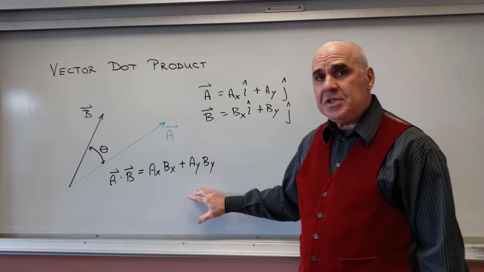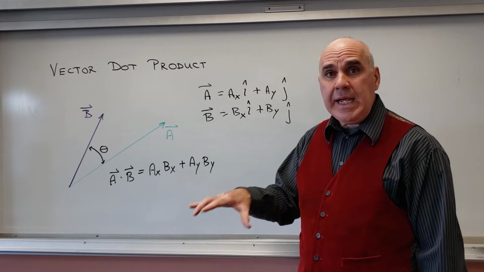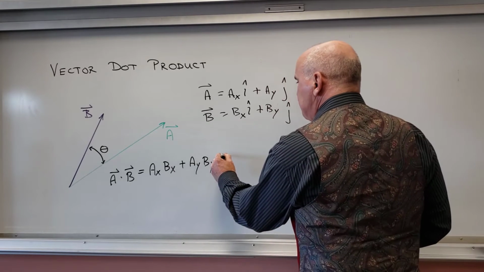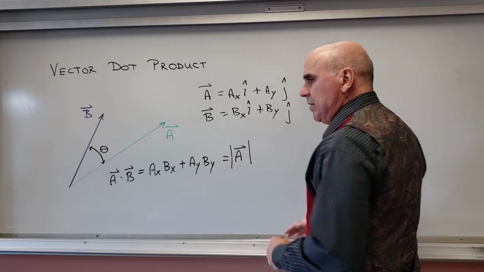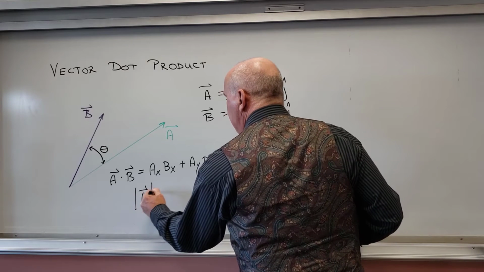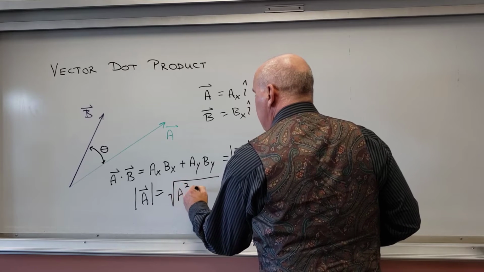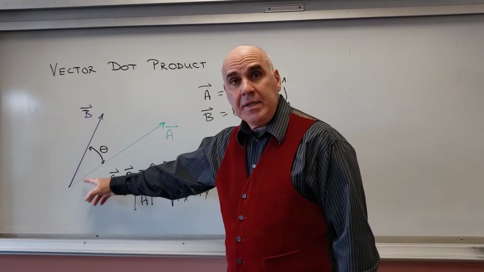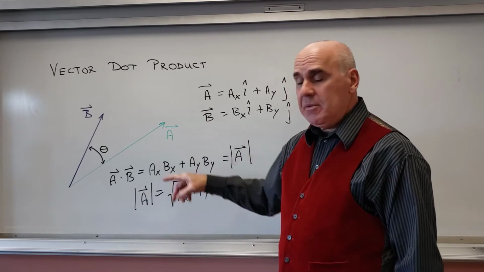Notice there's no i's or j hats in here, right? Those are not there. This is a scalar quantity. I'm going to get a number, no direction, just a number. And we also learned that this was equal to the magnitude of A, which I'm going to write like this, right? The absolute value of A. And if I needed to, I would tell you then that the magnitude of A was equal to the square root of A sub x squared plus A sub y squared. That's the length of this green line, right? Now, it would be the Pythagorean theorem is what I've got in here. The x component and the y component.